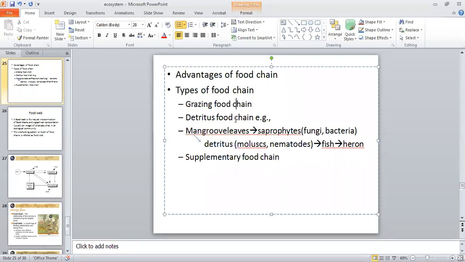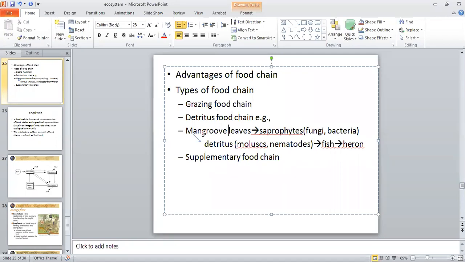Then you have a detritus food chain. This is the example which I have drawn over here. It will start from the dead organic matter, if here we consider saprophytes. So it will start from the dead organic matter. For example, there are mangrove leaves, right? Mangrove leaves, they are in their fragmented form. They will be first of all attacked by the saprophytes. Saprophytes will be either fungi, bacteria, or protozoa, right?